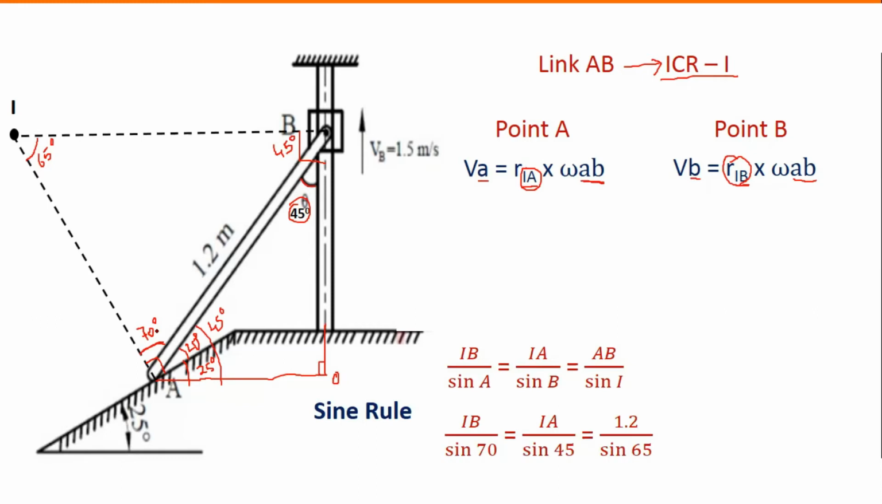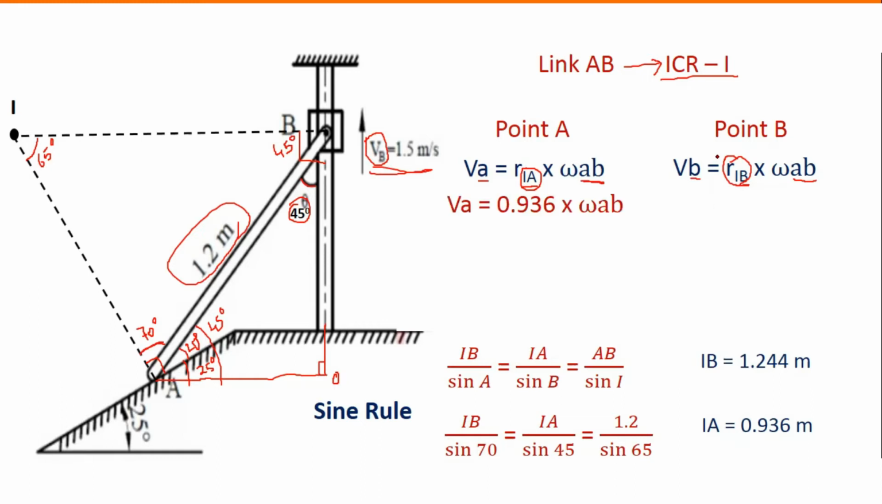Thus, substituting all the angles and the value of 1.2 for AB which we were given in the question, I will get the answer for IB as 1.244 and IA as 0.936 meters. Now what I will do is substitute these values and the value given in the question, that is VB equal to 1.5, in these particular equations. So what is given to me? VB. So I will start with VB only. That means I will start with this equation.